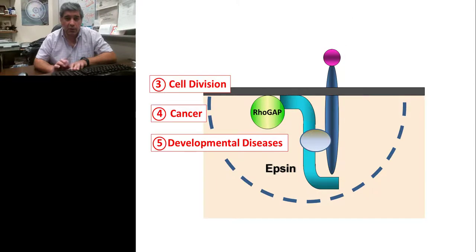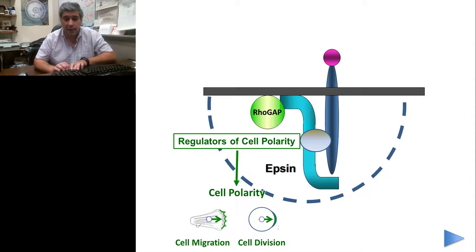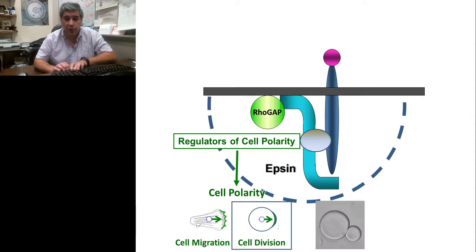But what I'm going to tell you about today mostly is this connection with the regulation of Rho GTPases through the interaction with Rho GAPs and with Epsin. And this has to do, as I said, with cell division, cancer, and developmental diseases. So these regulators are important for cell polarity, and cell polarity in particular with respect to cell migration and cell division. And this was a project that we initiated in Saccharomyces cerevisiae.